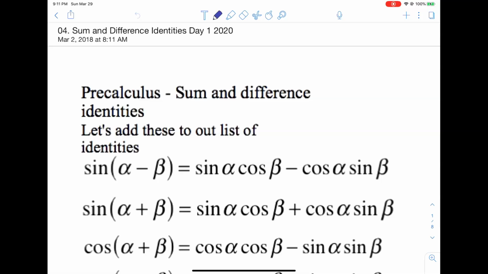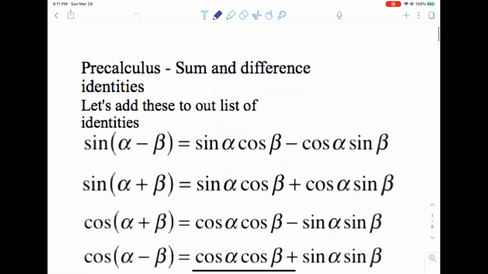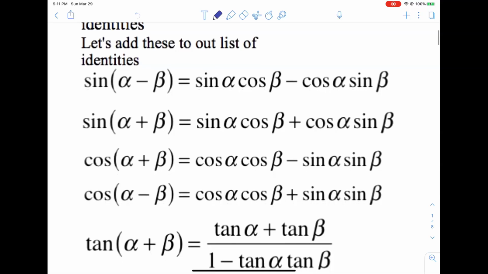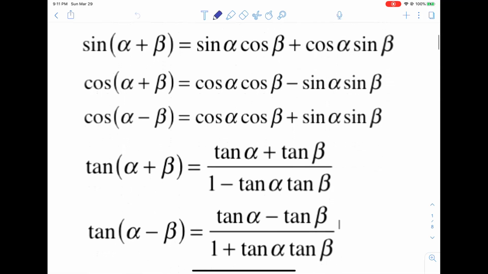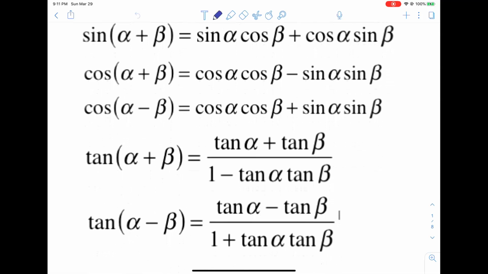Bust out your notebook, and I need you to write down these 6 trig identities. These are called the sum and difference identities. Let me scroll up here. Why don't you go ahead and pause the video and write these down in your notebook. And then there's the last one. If you want to pause it, write down the last one. You can see they have some sort of pattern to them.